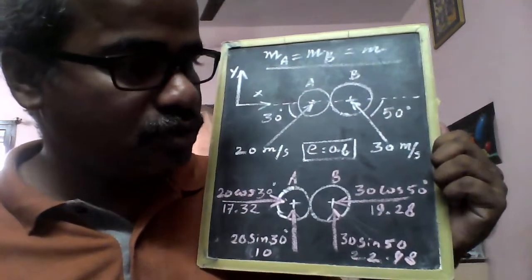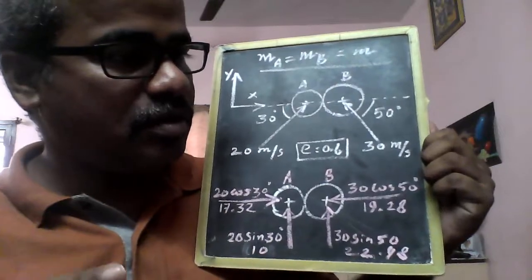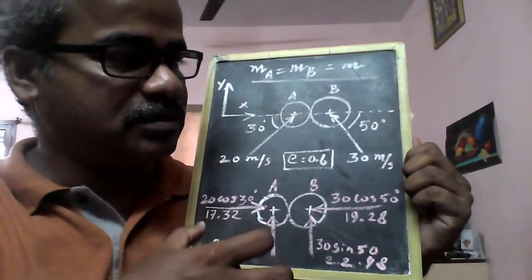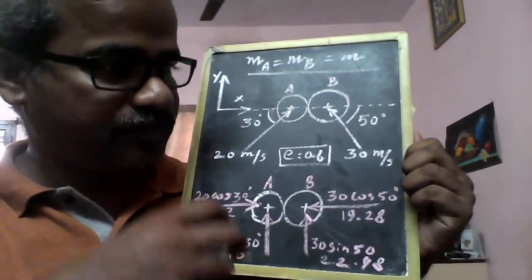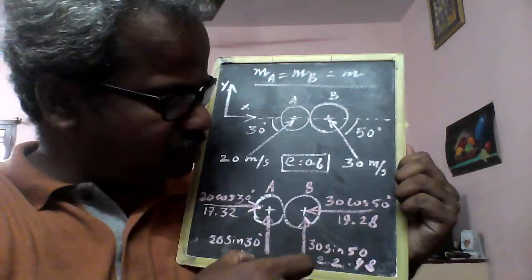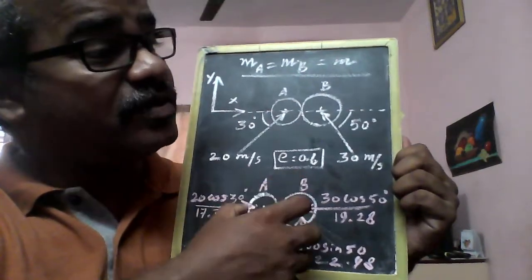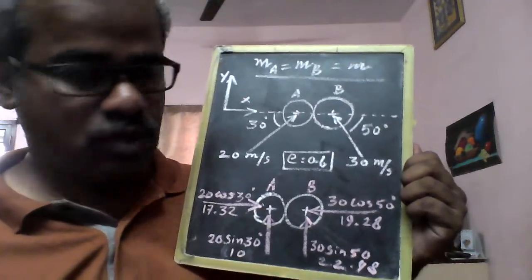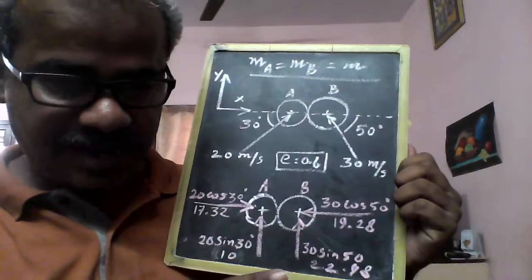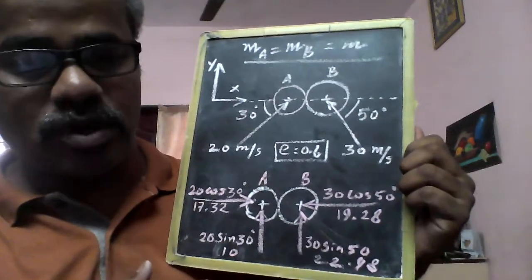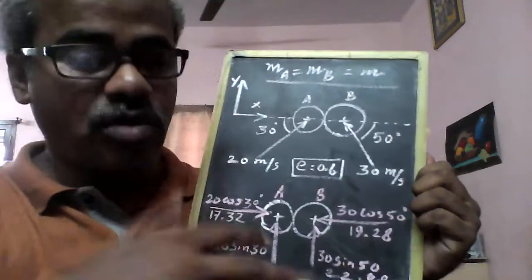Now, which component will we use for this impact? The reason for the impact is the horizontal component. Due to the vertical component, there is no impact; the balls will keep on moving in the vertical direction. So due to the horizontal component there will be an impact. We will take that horizontal component and resolve it similar to the previous problem, to find out the final horizontal components.